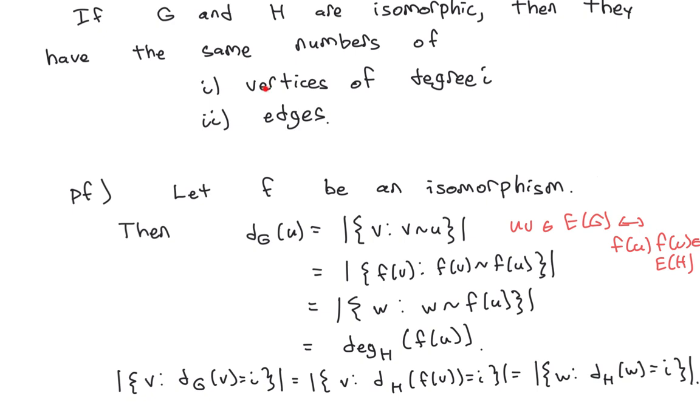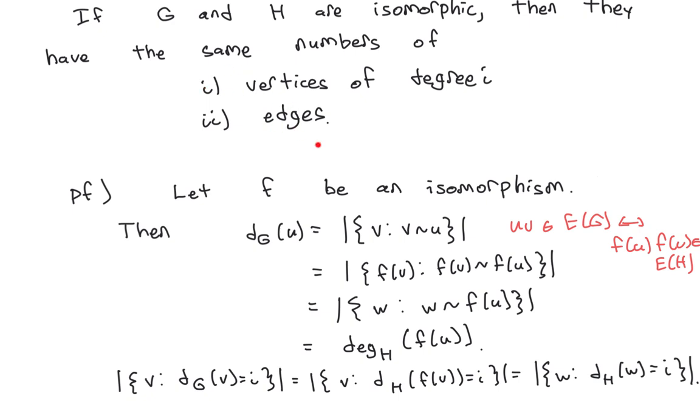All right, so how do we know that the number of vertices of degree i are the same in both graphs? Well, if you look at the set of vertices of degree i in the graph G, based on this lemma, that's the set of vertices v in G such that the degree of f of v in H is i. But again, we can replace f of v with w and see that these two have to agree. And again, it's the same reason as before. For any w in H, there's a unique v such that f of v is equal to w. So these two sets have to be in bijection as well. So that proves this first claim.